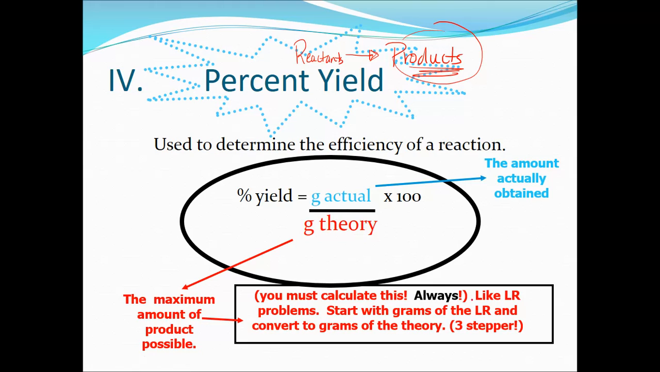Now, the way that you calculate grams theory is you treat it kind of like the limiting reactant problems we just worked on in the last two lessons. You start with grams of your limiting reactant because that is what controls how much product you can make. It determines the maximum amount possible. And you convert it to grams of the product in the percent yield problem. This will always be a three-step conversion. I repeat, this will always be a mass-to-mass three-step conversion.